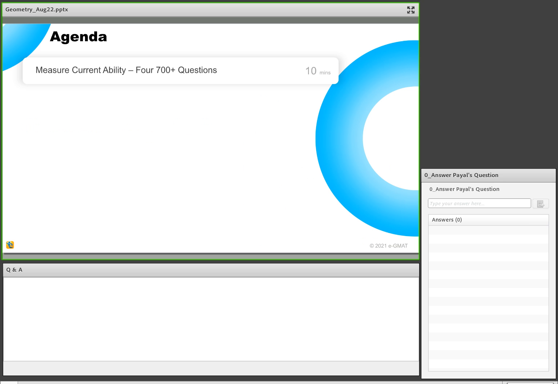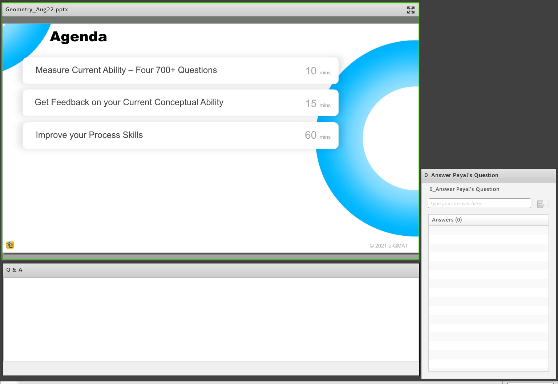So with that, let's discuss what is the agenda for today's session and how we are going to take it forward. I'll first give you 4 700 plus questions, and these are good level questions, right? Because they are 700 plus level of difficulty. We'll just check what is your level of confidence in these 4 questions. Once this is done, we would then get a feedback on your current conceptual ability, right? So we'll test your current conceptual ability and then give you some feedback on that as well, and we'll then brush up a few basic concepts as well.